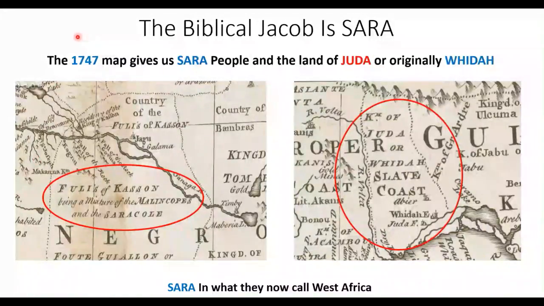But we also wanted to show you on this map, on the left, it says Felice of Kassan, being a mixture of melon copse and the SARA core, or coal, right there. So that's showing you that SARA has mingled with the actual Africans there in Africa.